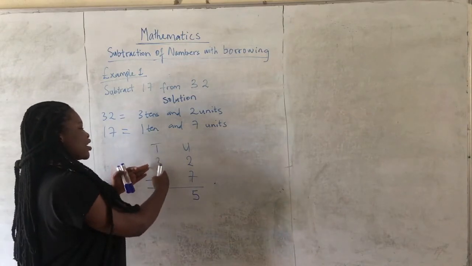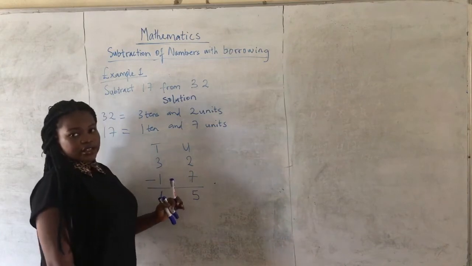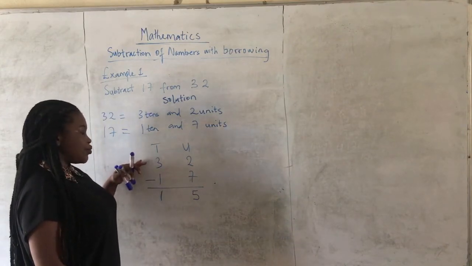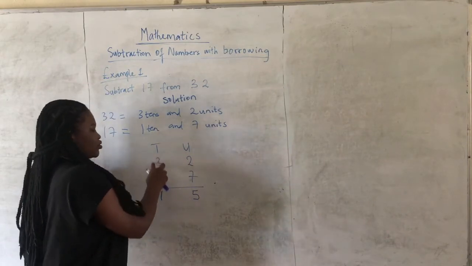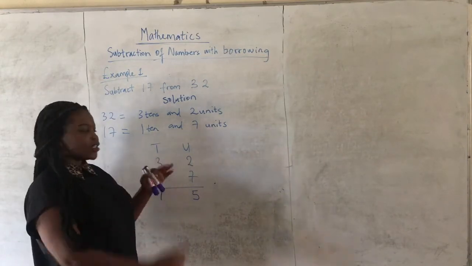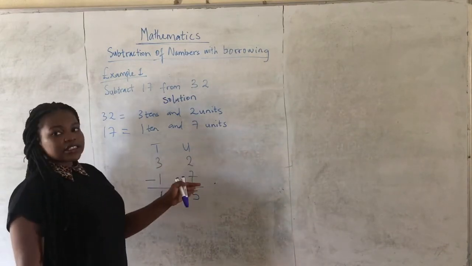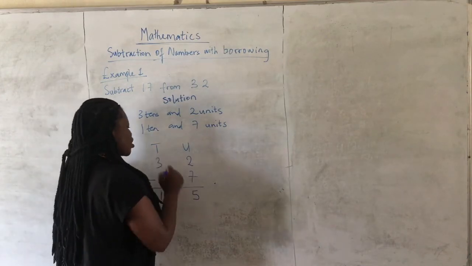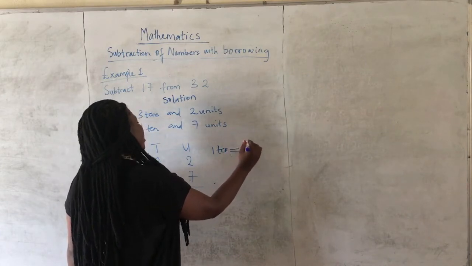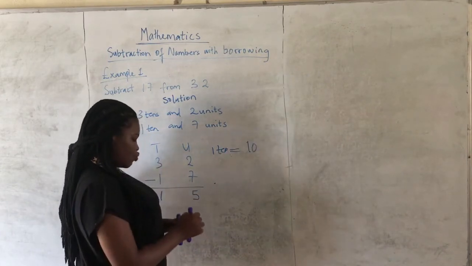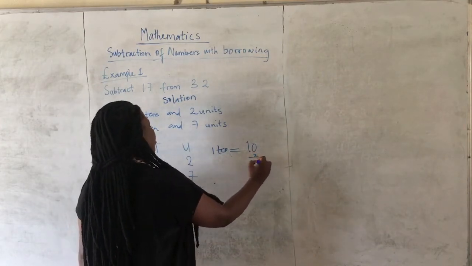When we are borrowing from the tens column, anything you take out from here, if you are borrowing 2, it is 2 tens. If you borrow 5, you're borrowing 5 tens, which is 50. But we just borrow 1. We need just 1 ten to add to 2, such that 2 becomes greater than 7. So when we borrow 1 ten, 1 ten is equal to 10. Now 10 plus 2 gives us 12.